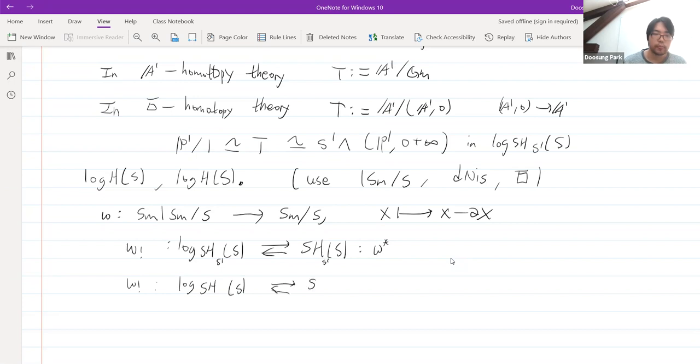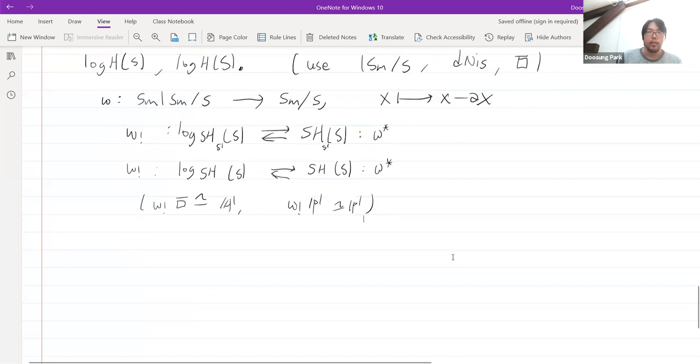So just observe that omega logarithmic of box is just A1. Omega logarithmic of, for example, P1 is just P1. So we use the compatible localization and stabilization. And we can construct omega logarithmic and omega per star. So this is the relation. Okay, and then our theory is somehow another construction.